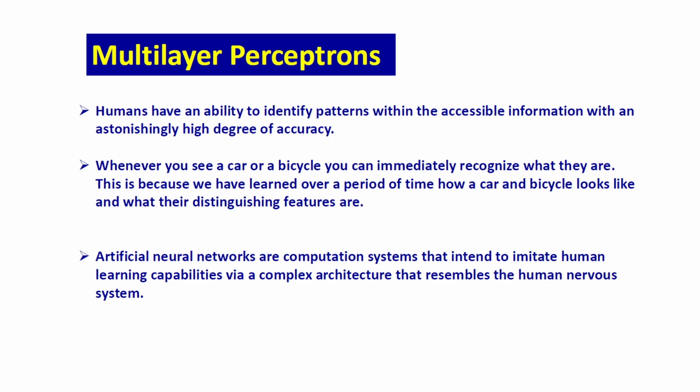So, how does this recognition happen in our human brain? Because we learned over a period of time how objects look in 3 dimensions, and these are the distinguishing features we use to classify them. So, in an artificial neural network also we can imitate this human learning capability by putting in a very complex architecture, and that architecture much resembles our central nervous system, right, which is very, very complex and still not understood.